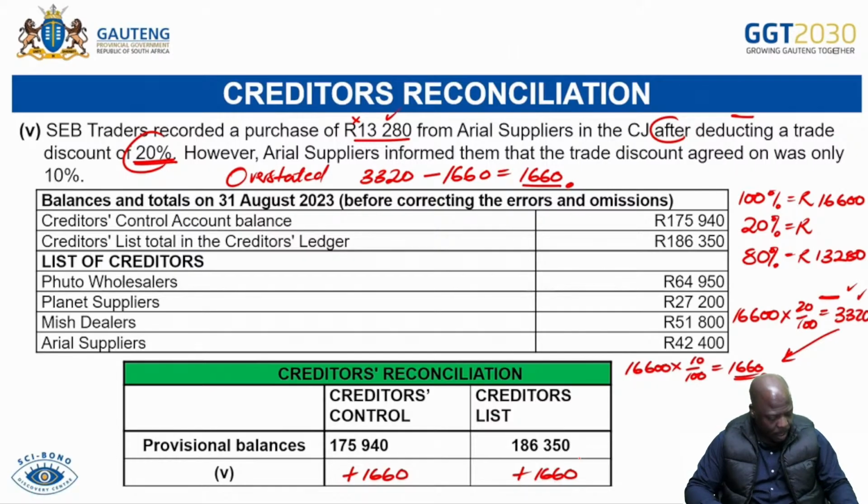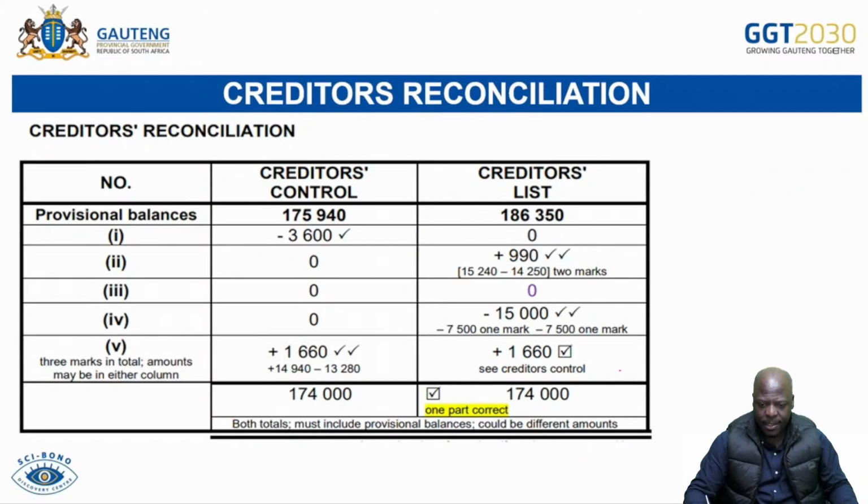Okay, that was the last one in this activity, and therefore this is the last part. You are going to add from the 175, you add everything, you get 174,000, and you add all the way going down, you get 174,000, and therefore our books have balanced.